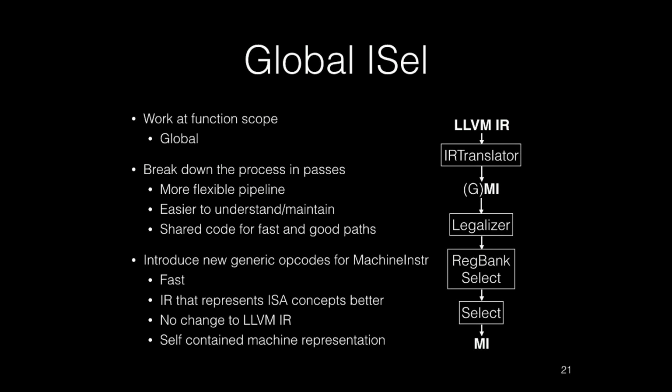Finally, we introduced new generic opcodes for machine instructions. So we believe that this will be fast, as FastISel showed that this kind of translation is fast. Obviously, this is an IR that represents ISA concepts better. We don't make any change to LLVM IR. And it's almost a self-contained machine representation. On machine instructions, we still have some backlinks to the LLVM IR that we can work on fixing.